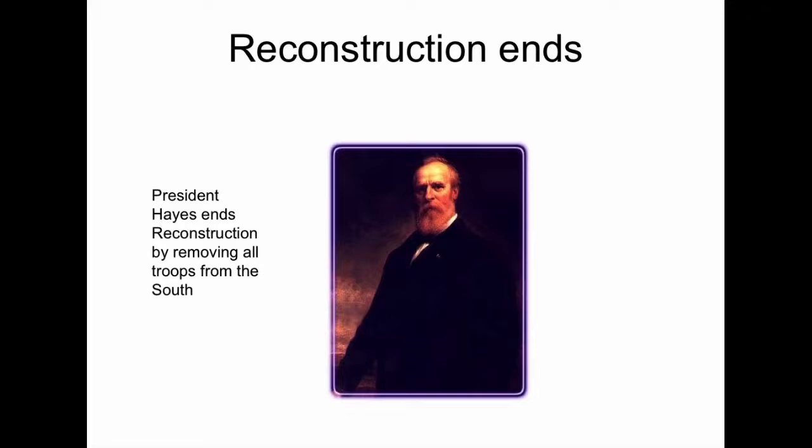This is going to be our last PowerPoint video. We are going to cover what I kind of call the second part of Reconstruction. It deals with the actual political end of Reconstruction, which comes with the election of Rutherford B. Hayes in 1876. And it starts the second part of Reconstruction, the part of Reconstruction that is unofficial in America, and in some historians' perception is the part of Reconstruction that hasn't ended.